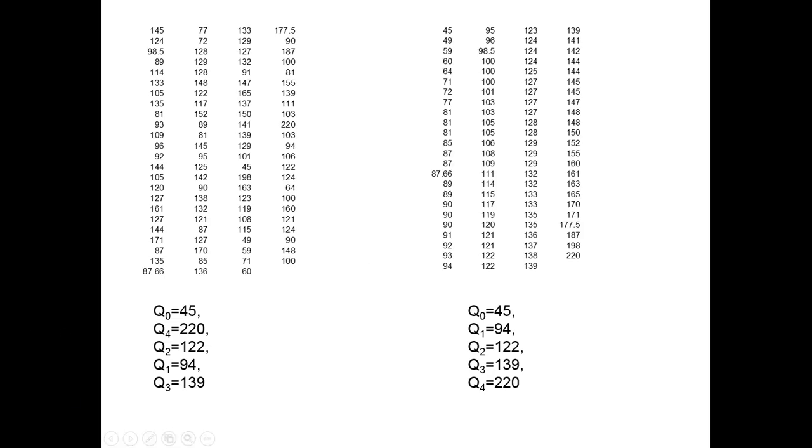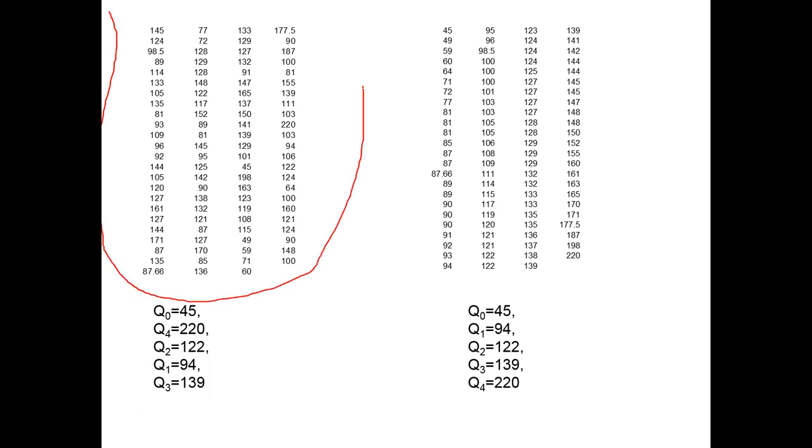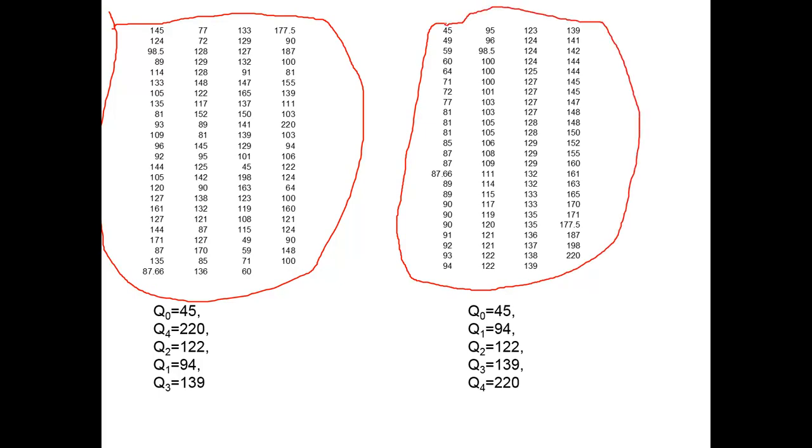Okay, so what do we have here? On one side, we have a data set that we've gotten from somewhere. On the other side, we've taken this same data set and put it in order, from low, the smallest value, to high, the largest value. Note, this right here is our Q0, and this right here is our Q4. This is data in a spreadsheet, and I've used a spreadsheet to put it in order.